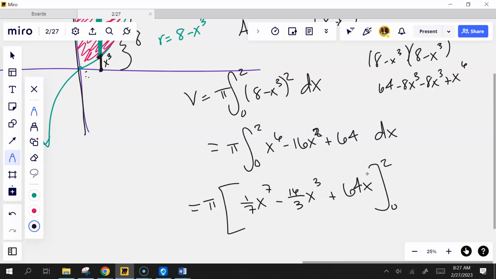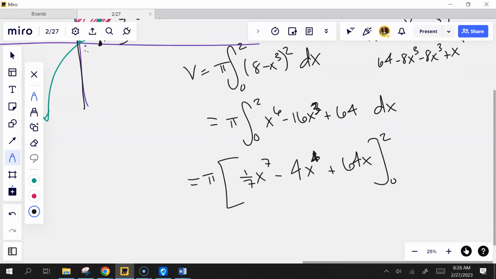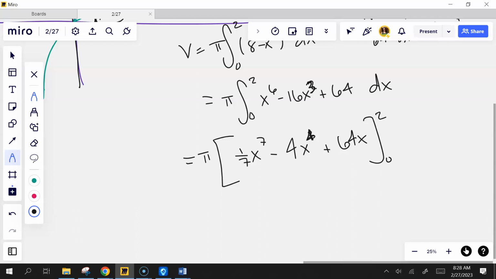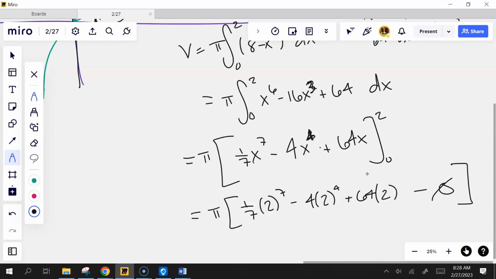Oh, it should be cubed here. That's right. So this is going to be 4, which means this is 4, which means this is 4. Thank you, Drew. Look at you. That makes life a lot easier. Pi times 1 over 7, 2 to the 7th minus 4, 2 to the 4th plus 64, 2. And I don't even need that 0 because everything's got an x on it. It's just going to be 0, right?